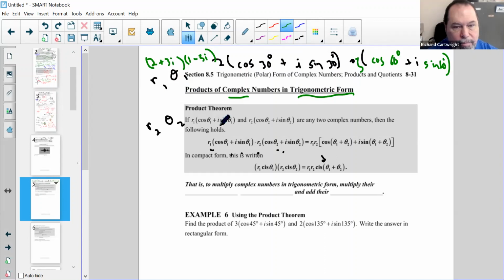So when you're multiplying, I'm just going to jump right here so you can see what's happening. All you're doing is, just like you think you would do, you multiply the two R's. And that makes some sense. R1 times R2. And then inside my parentheses, I'm taking the two angles and adding them together, and doing cosine of the sum plus i sine of the sum.